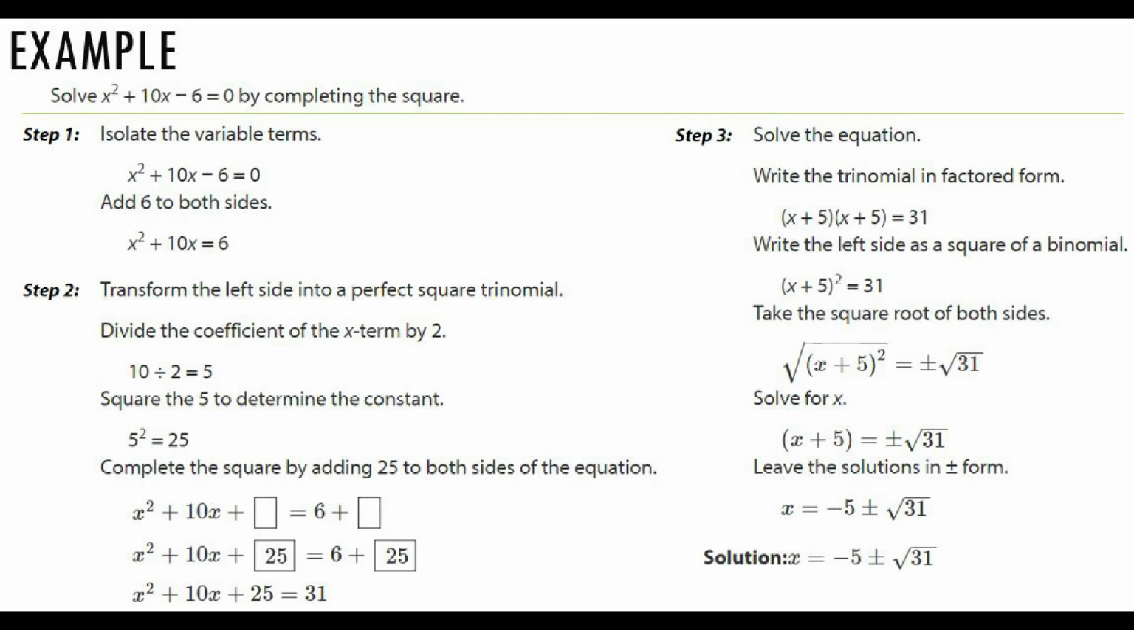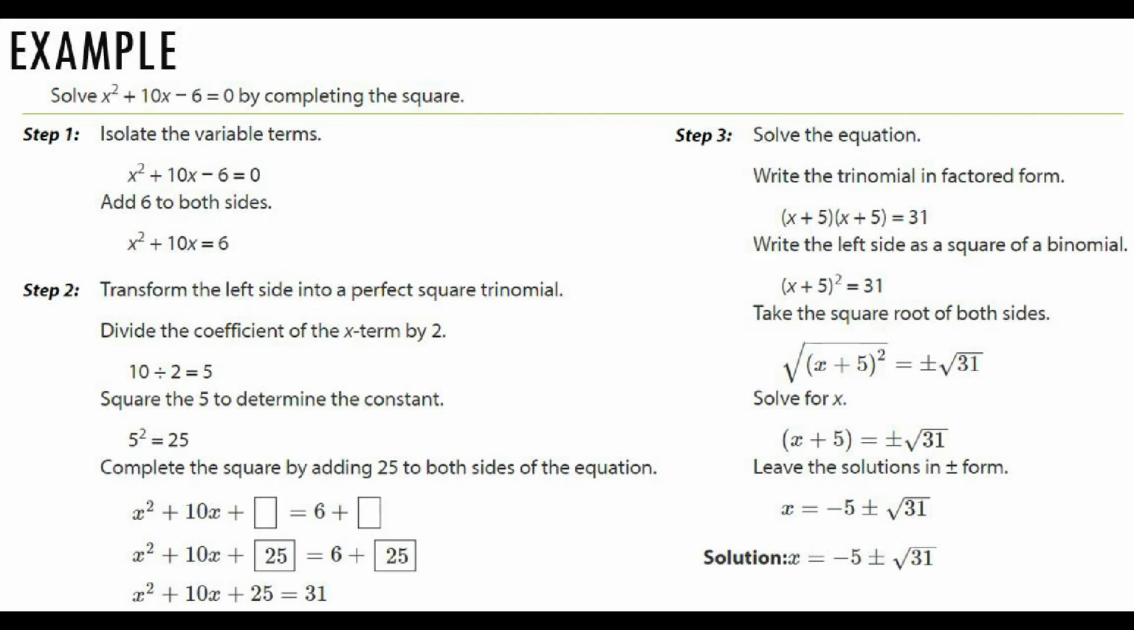Okay, third step. Now we're going to rewrite this as a factored trinomial. So x times x is x squared, so that's how I ended up with x plus in my two parentheses. And then I have plus 5 because 5 times 5 is 25, and 5 plus 5 is 10. So when I rewrite this, I'm going to end up with (x plus 5) squared equals 31.